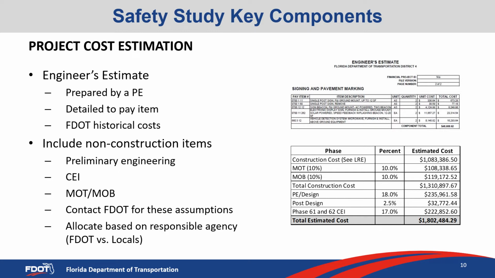So several things that need to be considered are the preliminary engineering or design, CEI, maintenance of traffic, mobilization, post-design services, is subsurface utility needed, is survey needed, etc. All of these need to be considered when you're developing the detailed cost estimate in order to have a conservative but also well-refined cost estimate as you move forward into the financial analysis, as well as requesting the funding.